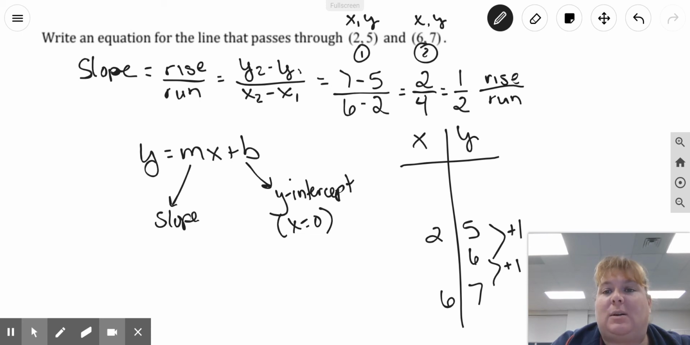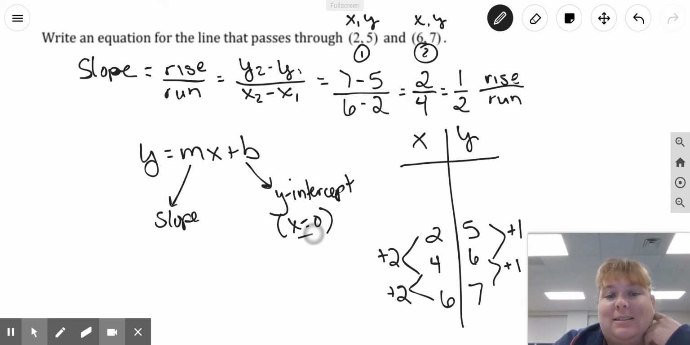That also means that we are increasing our run, our x values, by 2. So we're going to add 2. So 2 plus 2 is 4, and 4 plus 2 is 6, which brings us here. So because we want to know when x is 0, we want to go backwards. So remember, when we're going backwards, we have to work backwards.